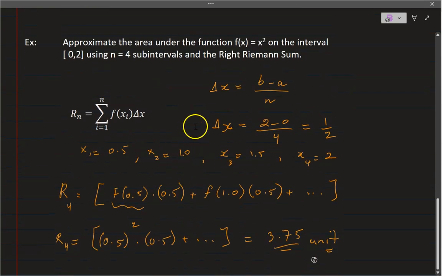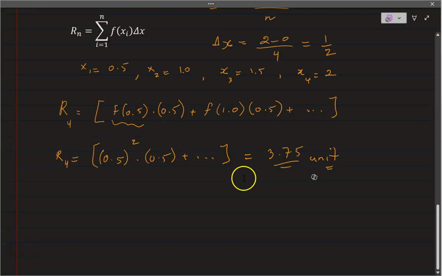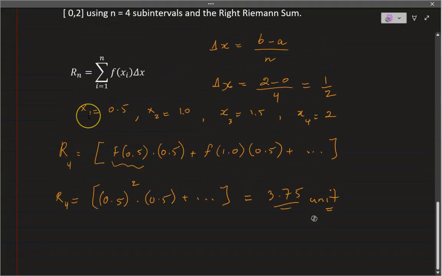Now, this is obviously not very accurate, it's probably overshooting. So in this case, we can assume that this is just an approximation, and if we increase n, the number of rectangles, we can get a better value. All right, so that's all I want to talk about.